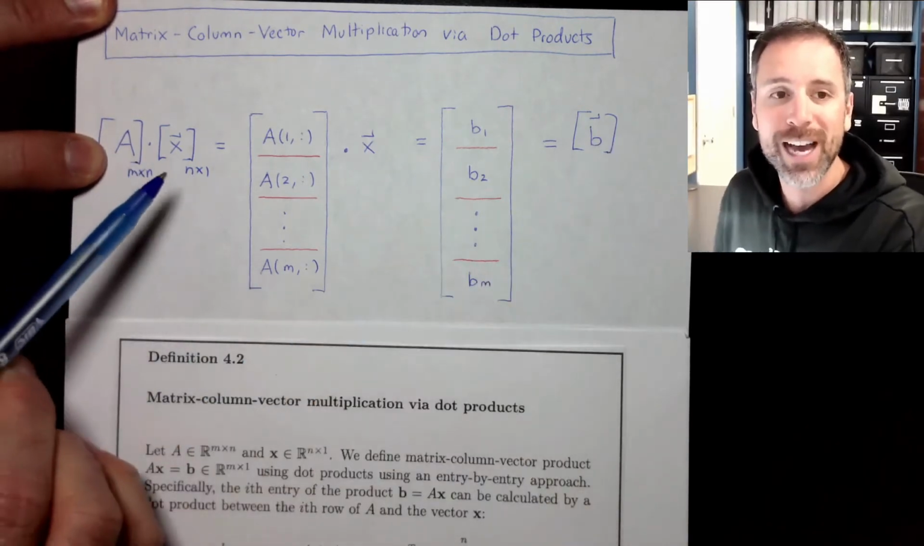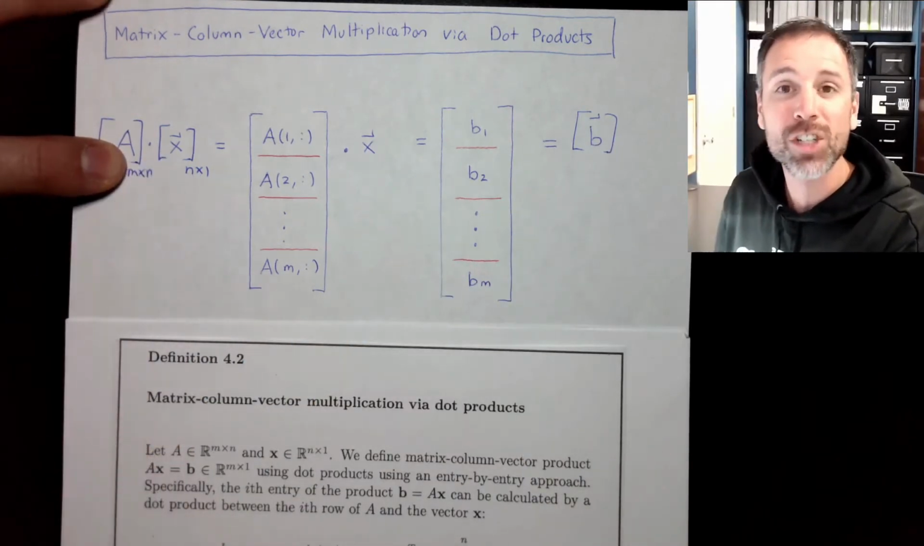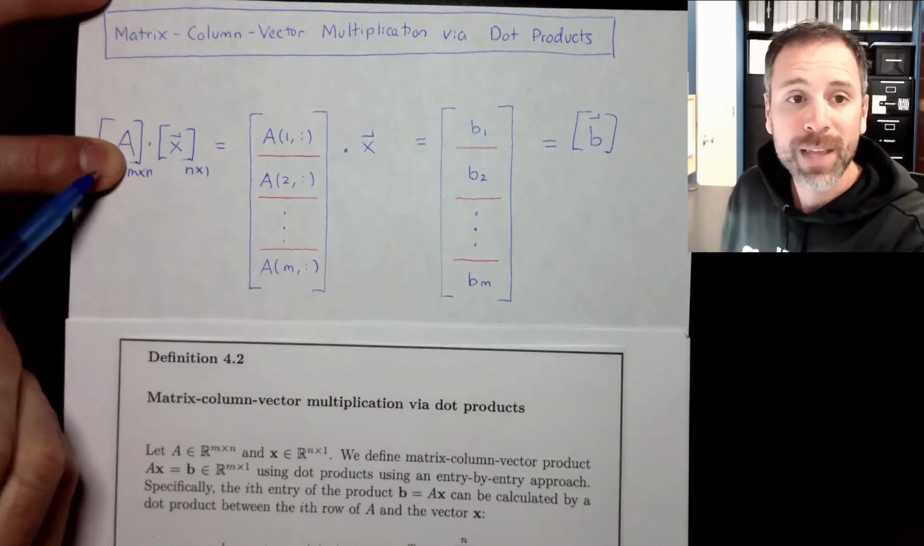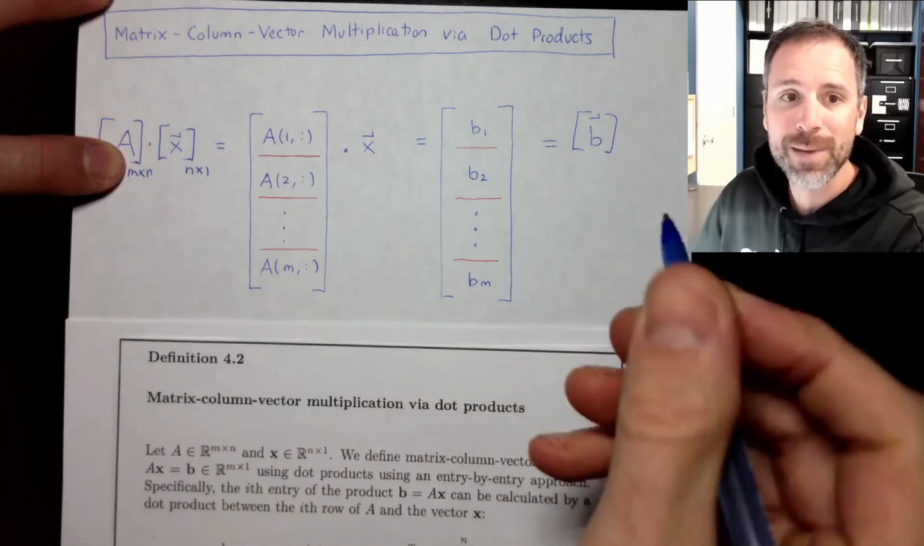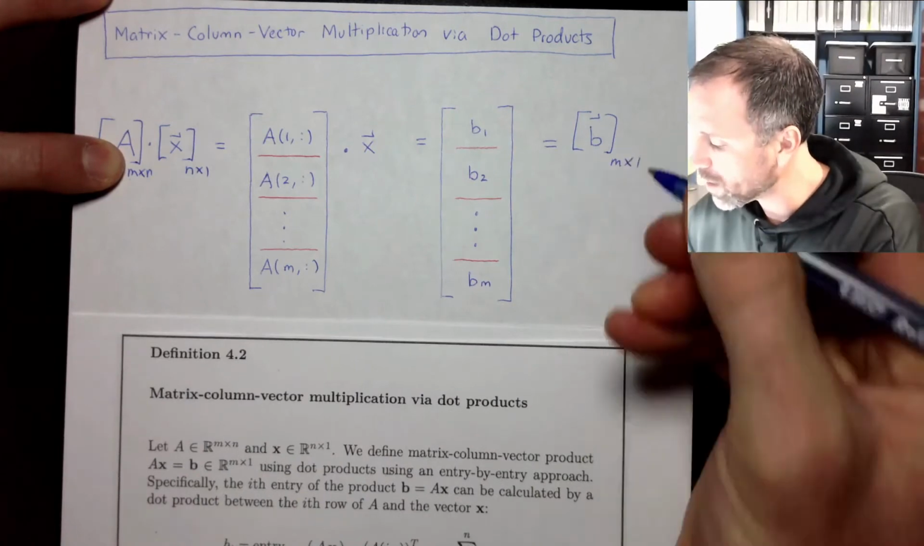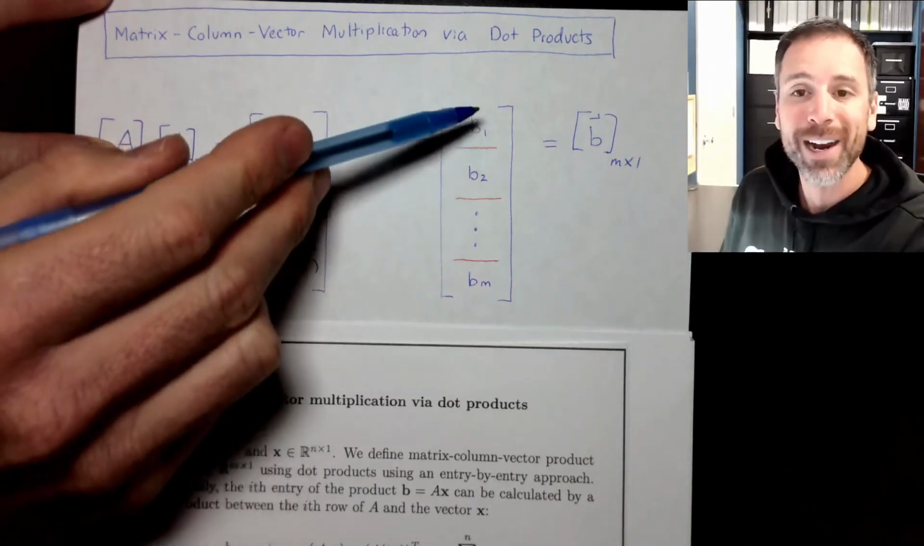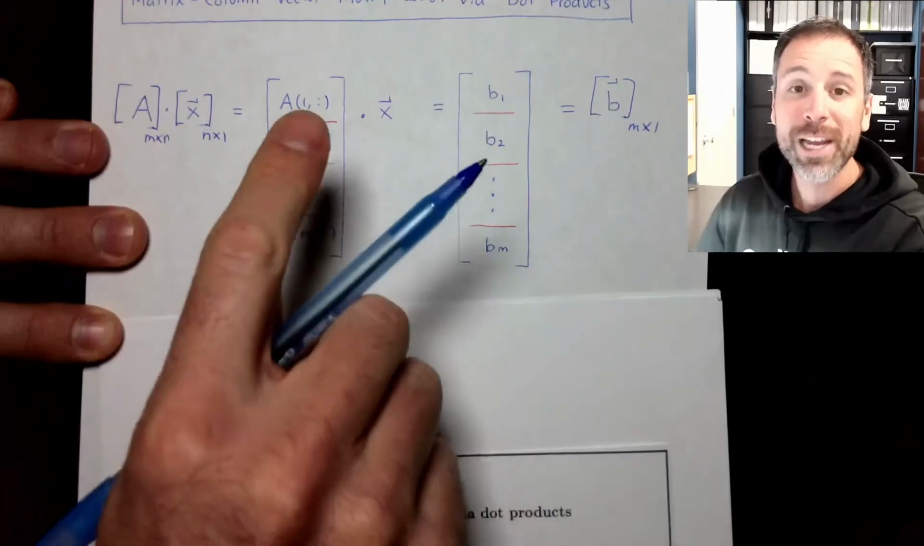When we think about the size of the output, the inner dimensions, quote unquote, cancel out. And the output size is going to be m by 1. So this output vector would be an m by 1, meaning that we're going to have m individual entries in that. We can push even further.